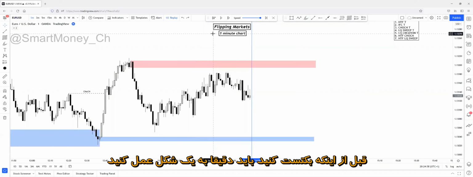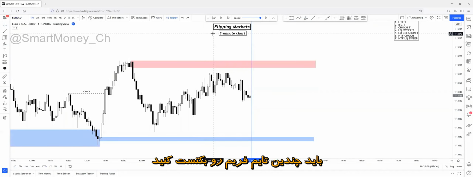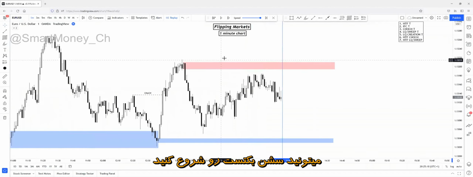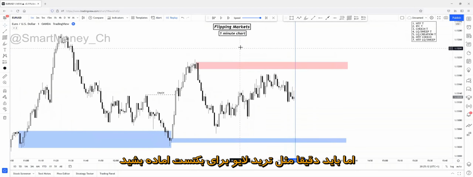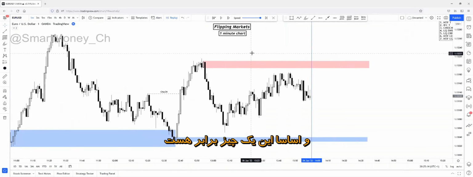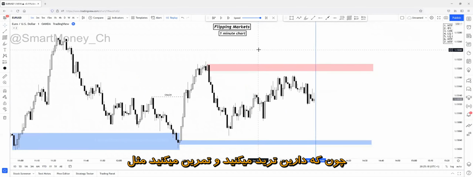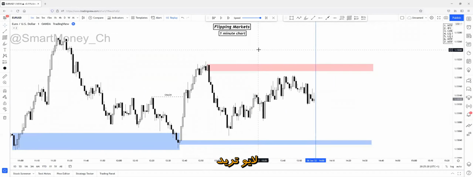Before you backtest, you have to do the same. You have to analyze multiple time frames too: 4 hour, 15 minute, 5 minute, 1 minute. And after you did the same, you can play price forward. You can start the backtesting session, but you have to prepare for every single backtesting session, just like for the live sessions. Basically, that's like a simulation. You can call this live trading because you're trading your backtesting just like your live trading, right?